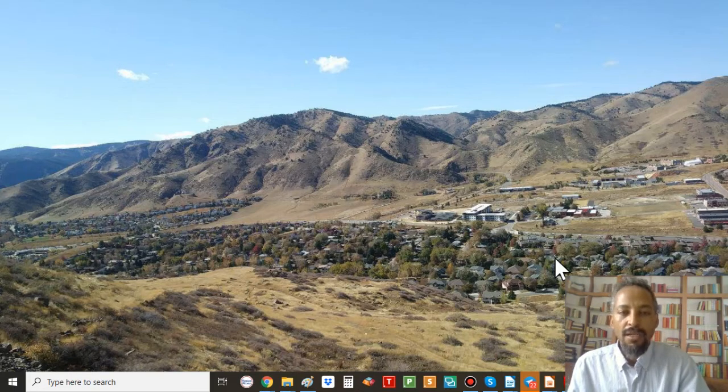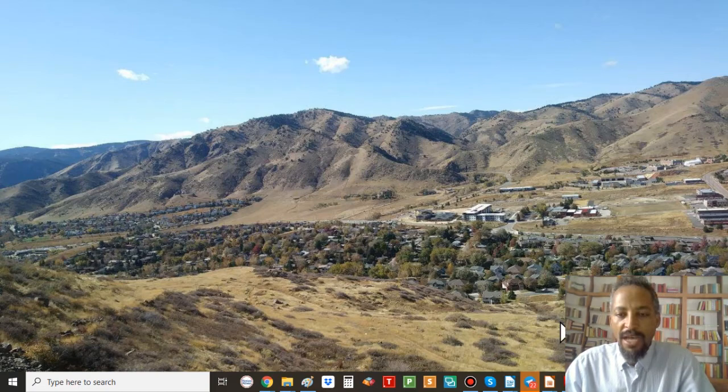Before I go to the list of words, the background you see is a picture of Golden City in Colorado. I took the picture myself. The place is called Golden. It's a mountainous area, and enjoy the view.